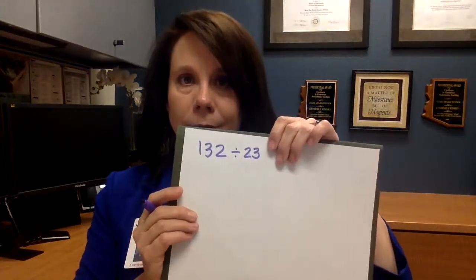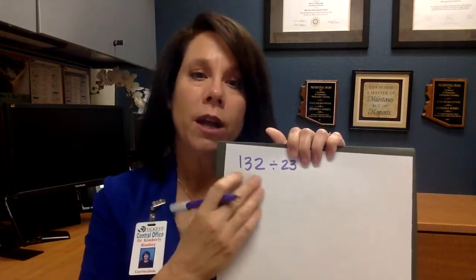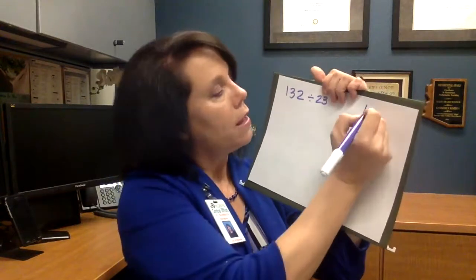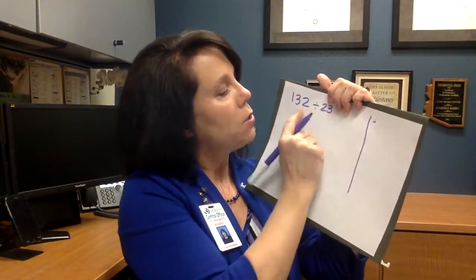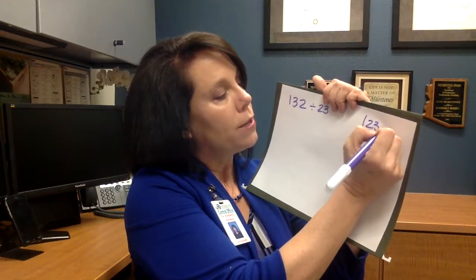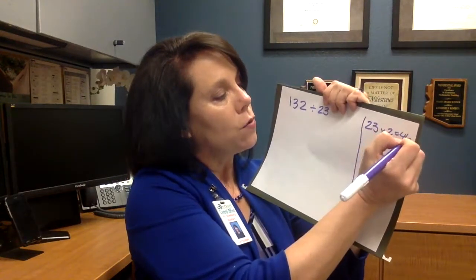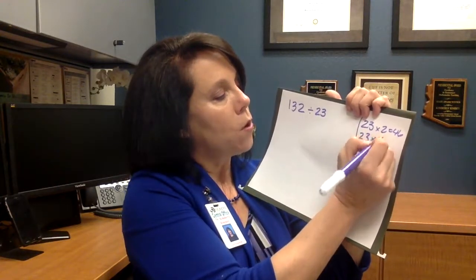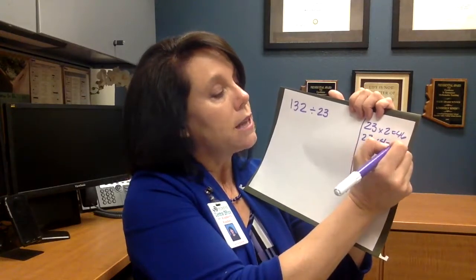So let's try it with something a little bigger, because in 5th grade, you're dividing by 2-digit numbers, correct? So now we have 132 divided by 23. So I'm going to make my multiplication bank, and I'm going to see how many times does 23 go into 132. So I know I can multiply 23 times 2 to get me to 46. I can multiply 23 times 4. Let's see, double 2 is 4. Double 46 is 92.